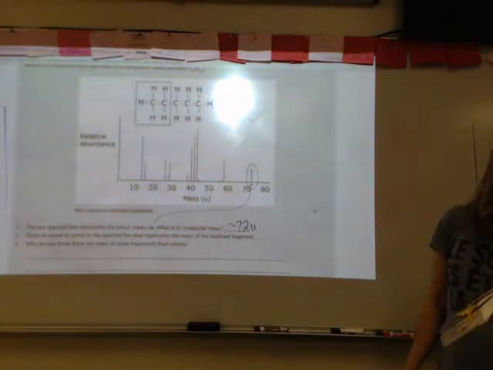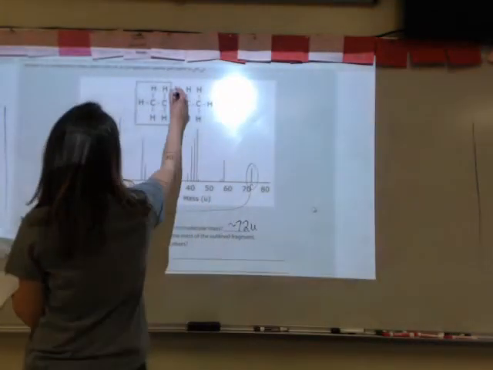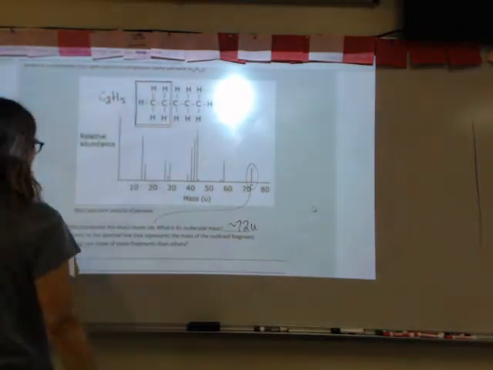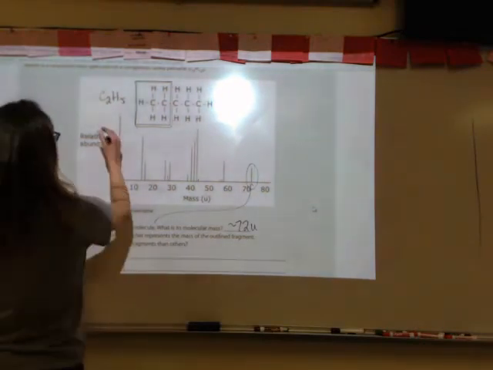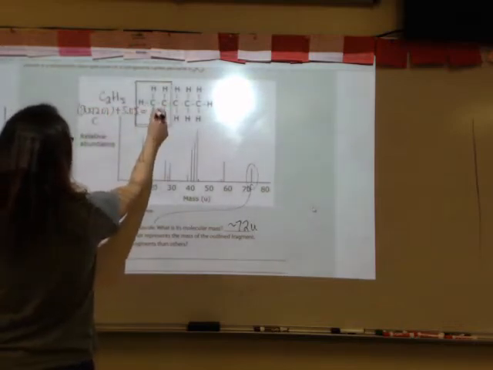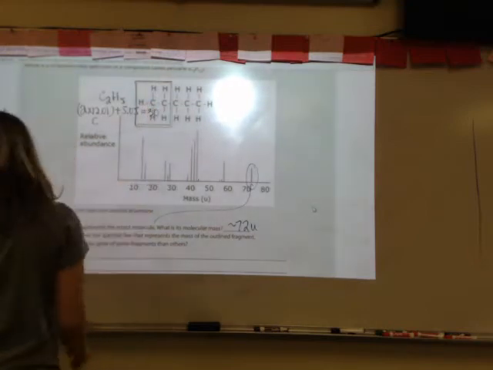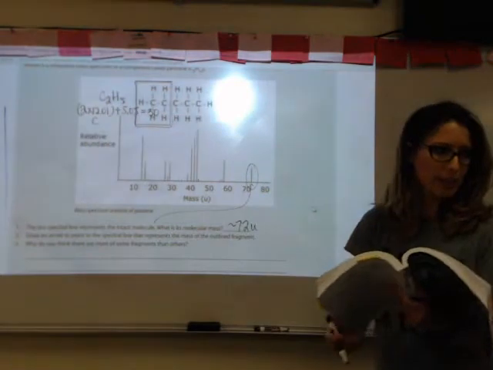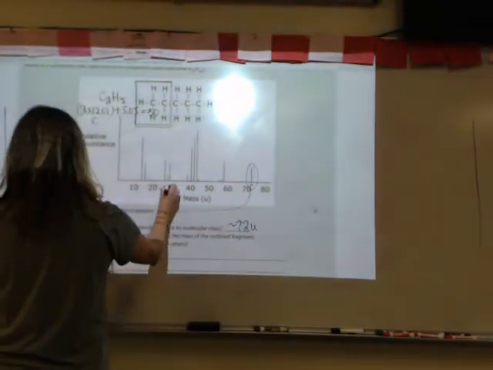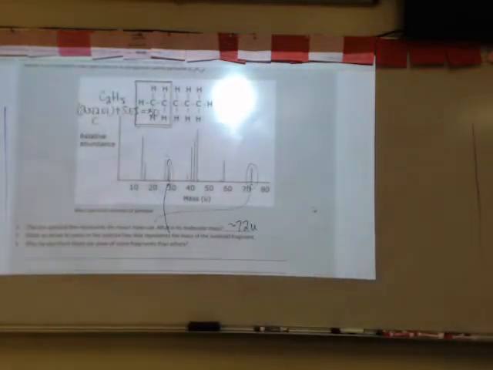Number 2 says draw an arrow to point to the spectral line that represents the mass of the outlined fragment. So this outlined fragment here is 2 carbons and 5 hydrogens. So it's C2H5. That means its mass would be 2 times 12.01 for your carbon plus 5 times 1.01 for hydrogen, because there are 5 at 1.01 each. So that means this is going to be around 28-ish, 29.07 to be exact, I believe. So we're looking somewhere over here for the spectral line that represents that mass.